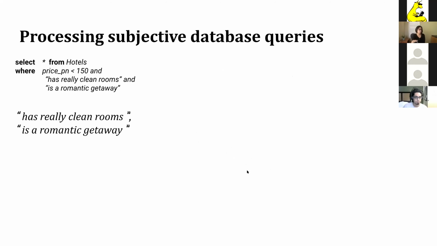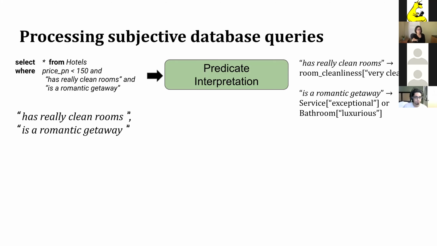So the big picture is shown here. We have the query coming in on the left. We know that these two phrases, has really clean rooms and is a romantic getaway, are the subjective predicates. So the first step that we do immediately is to interpret these predicates. By interpreting predicates, we mean trying to map these phrases on the left to markers of marker summary, on what is shown on the right.